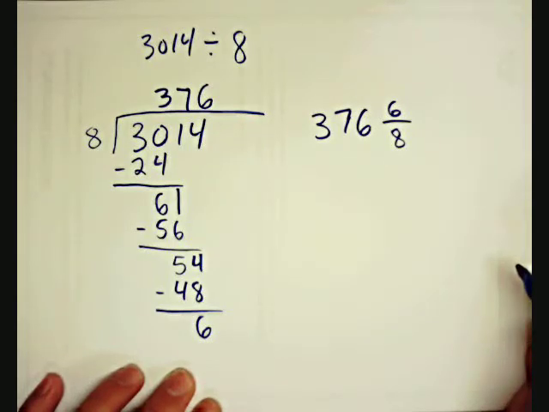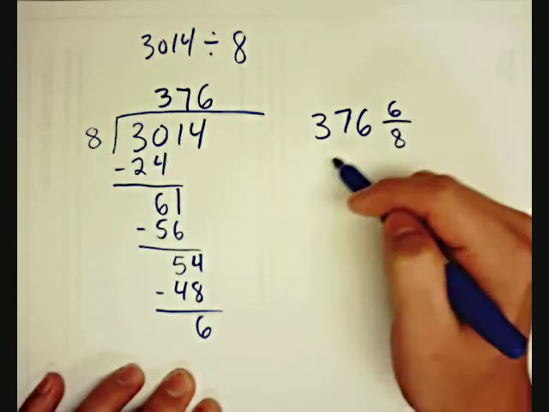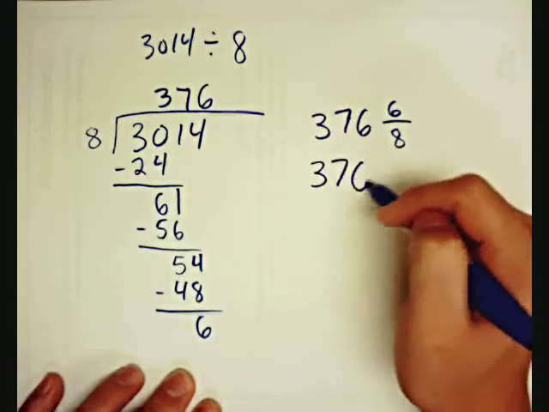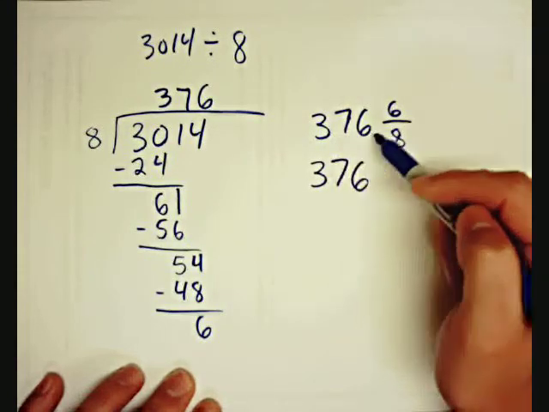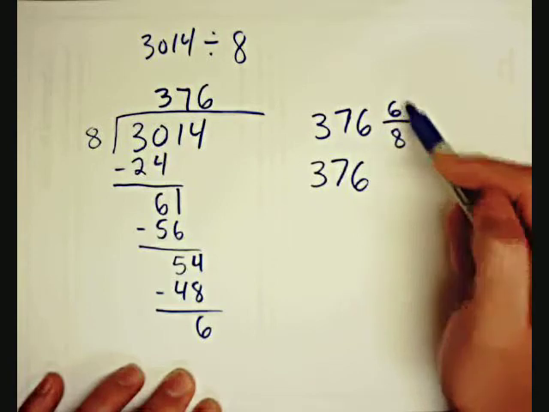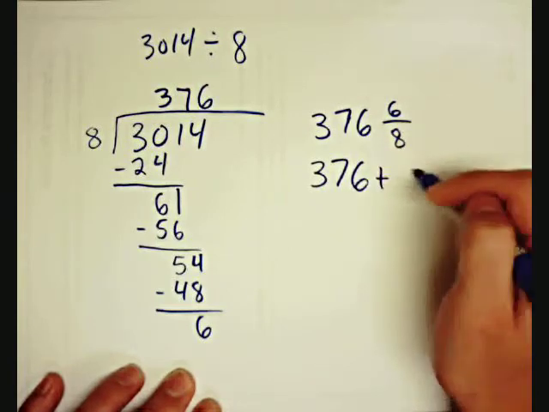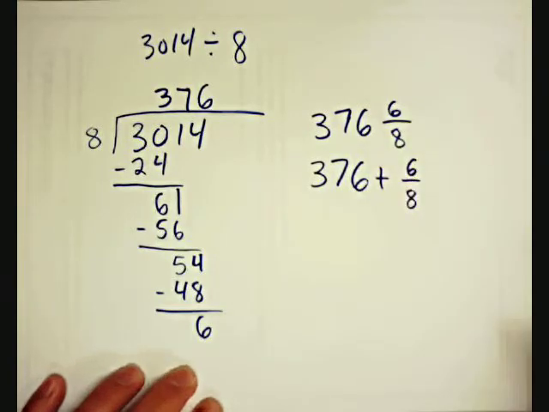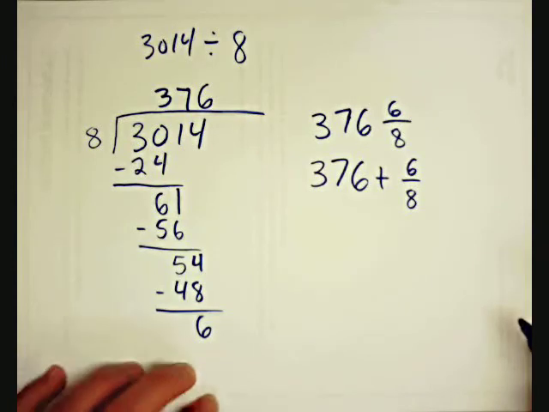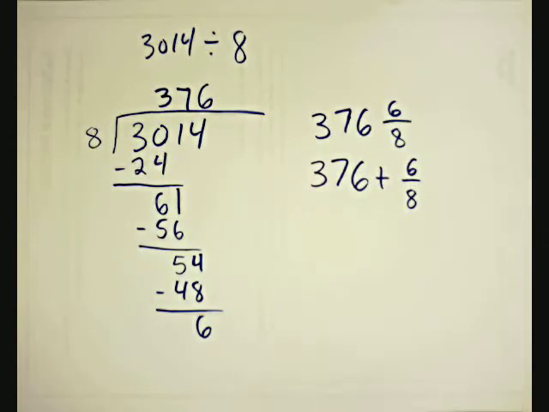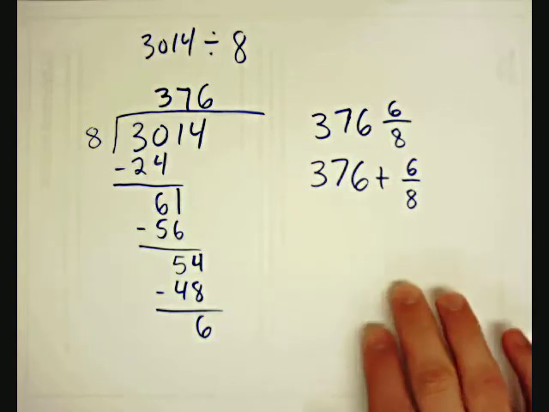And another way you can write mixed numbers that we're going to use with polynomials is rather than writing them together, a mixed number means 376 plus 6/8 of a whole. So we could also write it like this. Okay, so when we do long division of polynomials, we're going to go through this same repetitive procedure of dividing, multiplying, subtracting, bringing down the next term all the way through the end.